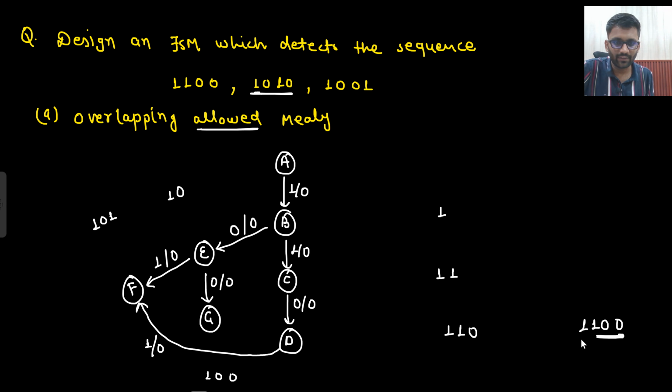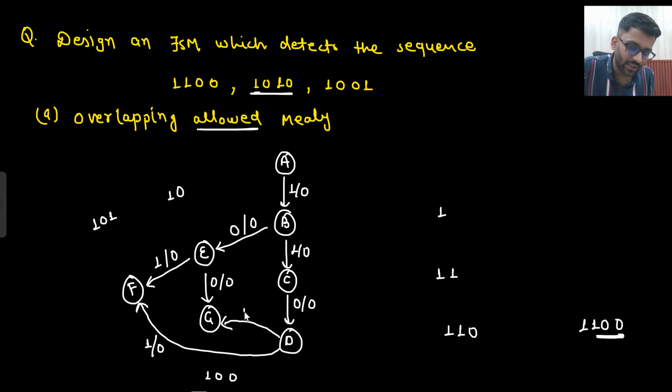100. Do I see 100 anywhere? No. Do I see 00 anywhere? No. Do I see 100 anywhere? Yes, I see 100 in case of G. So I will go to G. In case of G, I see 100. This is the best possible case. If 0 is applied, the best possible case is 100. So where do I see 100? In case of G.